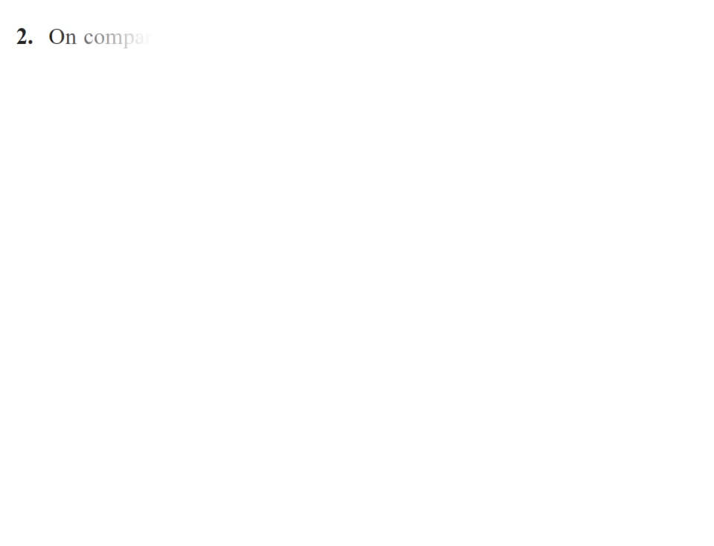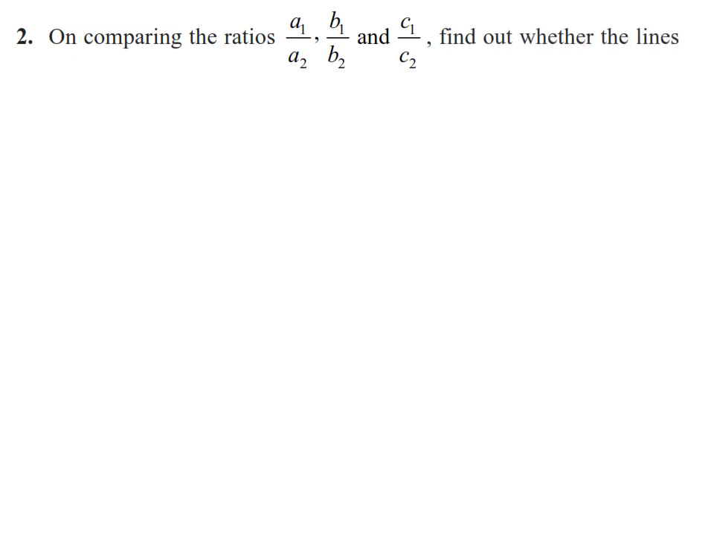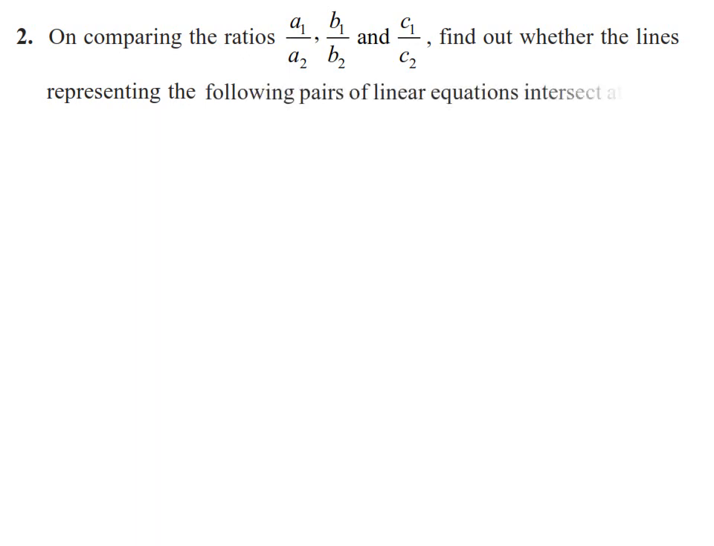Now the second question is, on comparing the ratios a1 by a2, b1 by b2 and c1 by c2, find out whether the lines representing the following pairs of linear equations intersect at one point, are parallel or coincident lines. So we have already done this in the previous examples. You just have to find the values of a1, a2, b1, b2 and c1, c2 from the pair of equations and calculate the ratios. Then the result will be your answer.